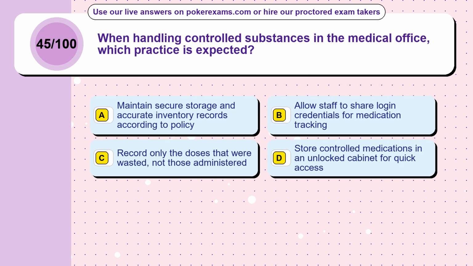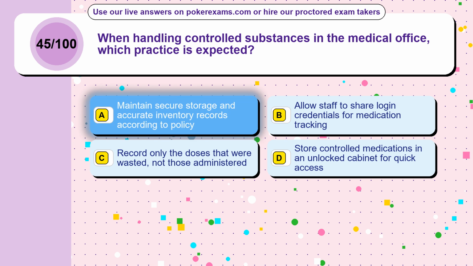Question 45. When handling controlled substances in the medical office, which practice is expected? Option A. Maintain secure storage and accurate inventory records according to policy. Option B. Allow staff to share login credentials for medication tracking. Option C. Record only the doses that were wasted, not those administered. Option D. Store controlled medications in an unlocked cabinet for quick access. The correct answer is option A.